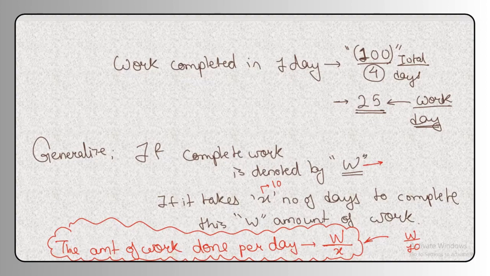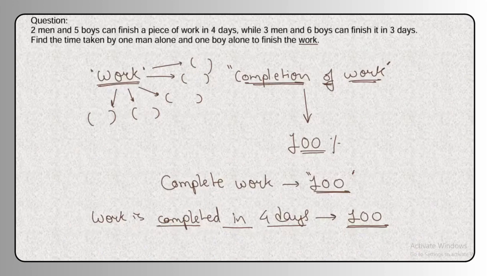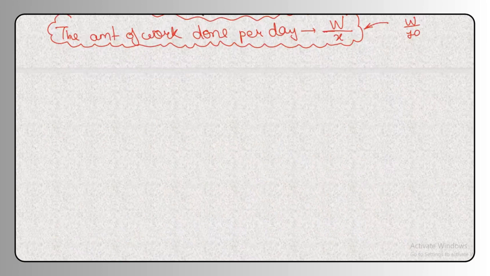So in that manner, we can further proceed with the question. The question says that two men and five boys can finish a piece of work in 4 days. So certain work is there which is completed in 4 days. I'll just mention the complete work as 100 because it makes a more intuitive appeal, like 100% of work is completed. We are habituated to say that. So I'll just consider 100 as the indicator of complete work, right?